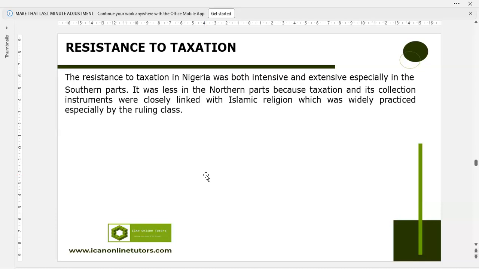So when tax was introduced in Nigeria, to the northern people, it wasn't new. Most of them practice Islam, and in the Islamic religion, there's something they call zakat. Zakat, okay. And there's something they call sadaqa.